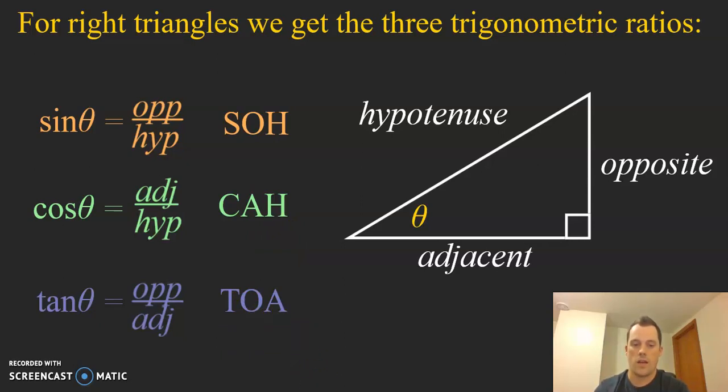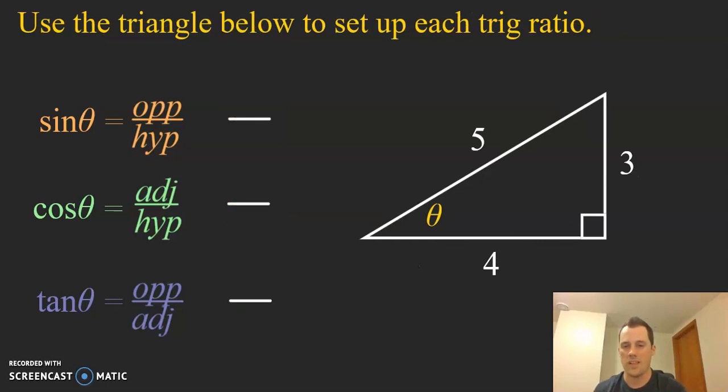So looking at an example here, let's say we've got side lengths 3, 4, and 5 for our triangle. We still have our angle theta here. So the opposite leg is 3, adjacent is 4, hypotenuse is 5. So if we're asked to find sine of theta, and we're just going to set up the ratios here, opposite is 3, hypotenuse is 5, so sine of theta is equal to 3 over 5.